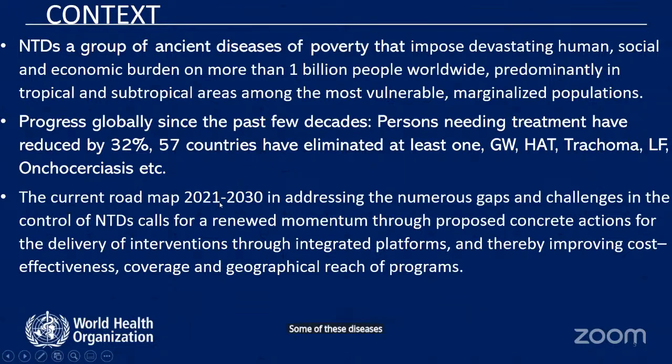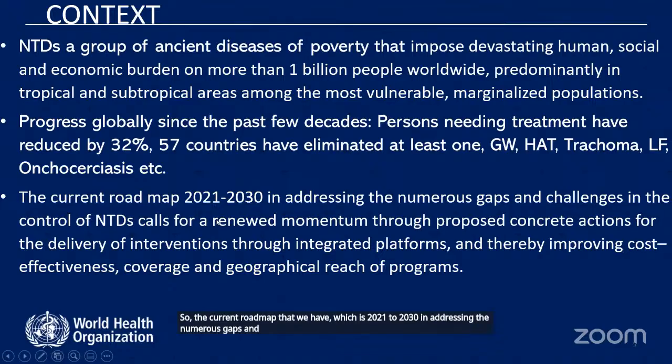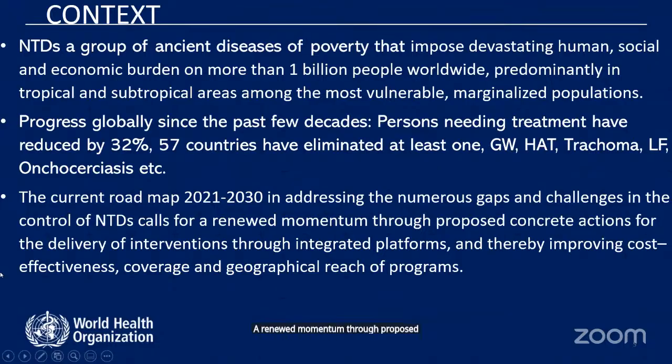So the current roadmap that we have, which is 2021 to 2030, in addressing the numerous gaps and challenges in the control of NTDs, calls for a renewed momentum through proposed concrete actions for the delivery of interventions through integrated platforms, and thereby improving cost effectiveness, coverage, and geographical reach of the programs.